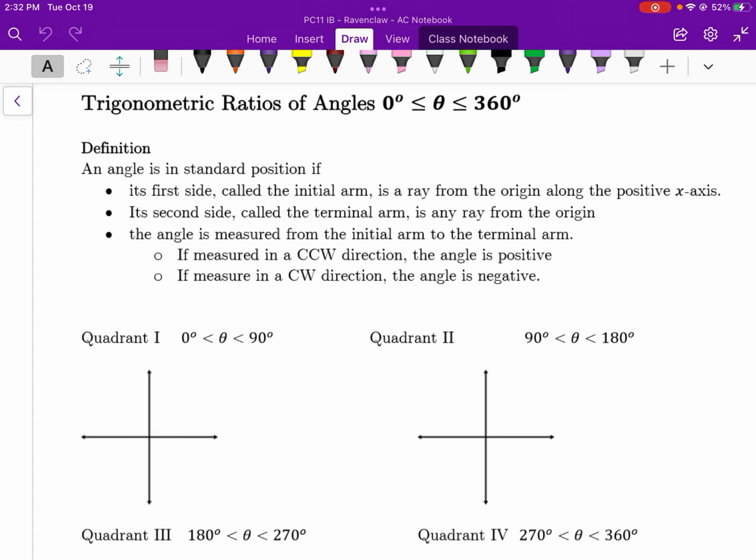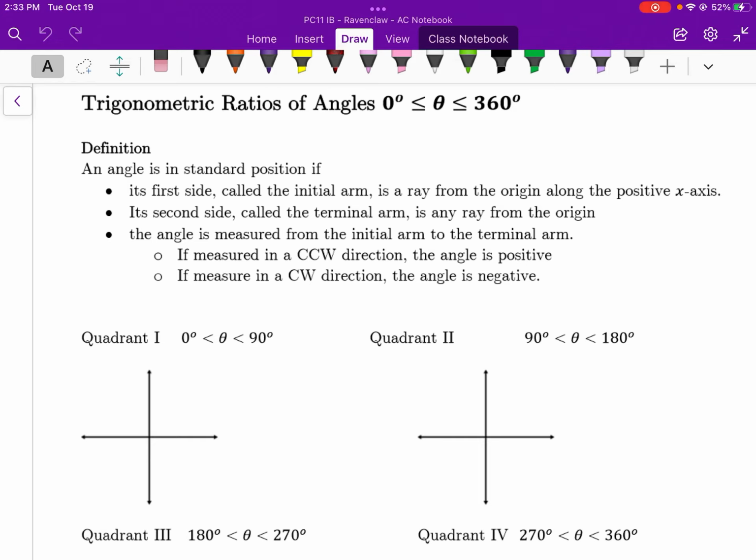So trigonometry is really important for physics, for component analysis or even measuring waves. So let's just get started in trigonometry and see where it takes us over the next couple of weeks.